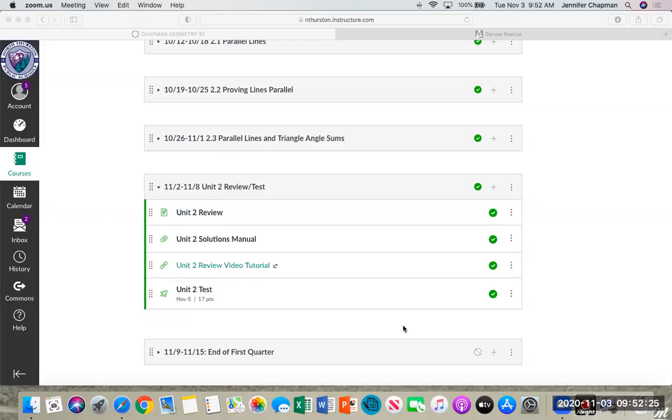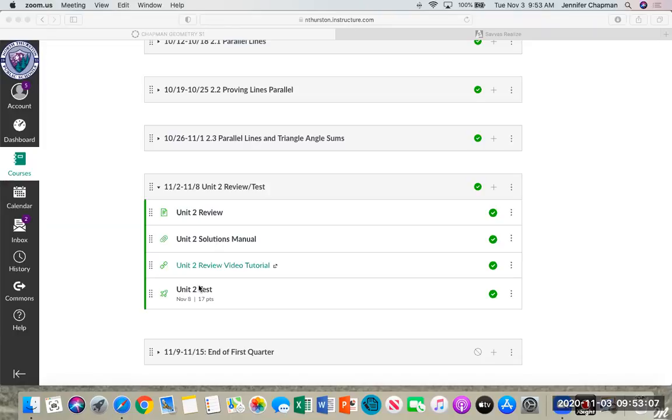Just like before, because it's old news to you guys, the review is straight out of the textbook. It's the problems at the end of the unit. So they'll have a few pages of review. It's just a quick snapshot of what each lesson was about, as well as an example problem, and then a few practice problems to work through just to jog your memory. The solutions manual is directly connected to that. It's the answers and the steps to answer the problems from the review, and then my video tutorial. And then here is the test. Remember, this test is due by Sunday night at 11:59 p.m., no later. You got to get it done by then.